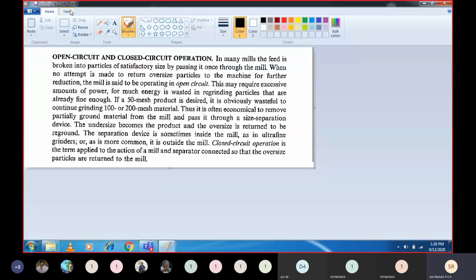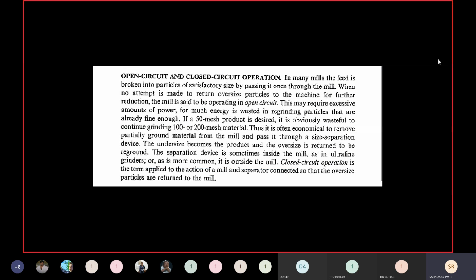So let's see the theory part of it. The open circuit and closed circuit grinding. So what is an open circuit grinding? An open circuit grinding is a grinding in which we add the feed and crushing is over. The product is separated, finished. We are not least bothered what we are going to do with the oversized particles. We are least bothered what is happening to the fines, but crushing is completed.